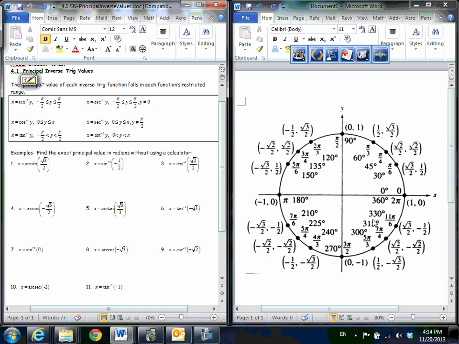Same thing with our radians. We go around this way, from 0 to pi over 2, and so on, all the way to 2 pi. If we go the other way, it's negative pi over 4, negative pi, and so on, all the way around. We have our exact values. Those don't really change no matter which way we're going.